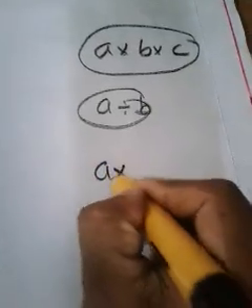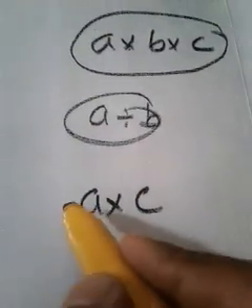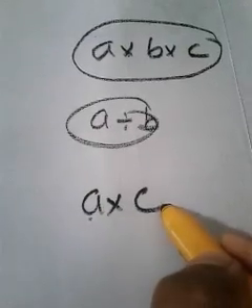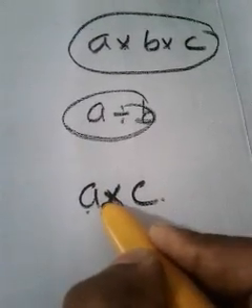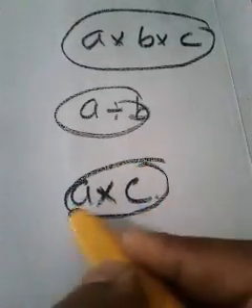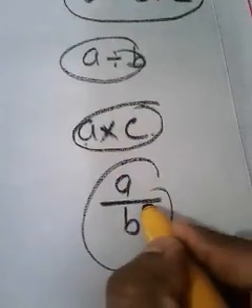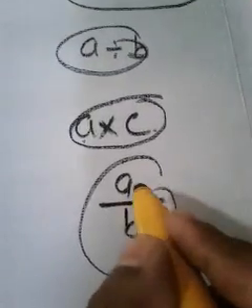Now see, a into c you can consider as a single term. At first look you may think there are two terms, a and c. No, because here the operation is multiplication, which will not separate the terms. So a into c is a single term. And a divided by b, again the operation is division, which will not separate the terms, so it is a single term.